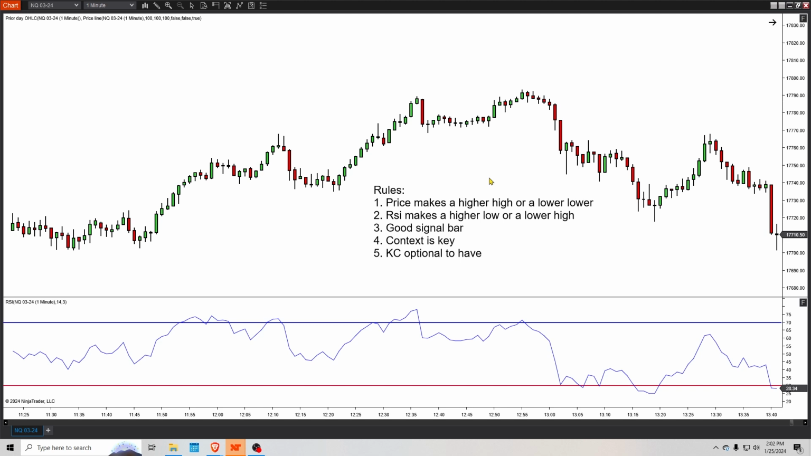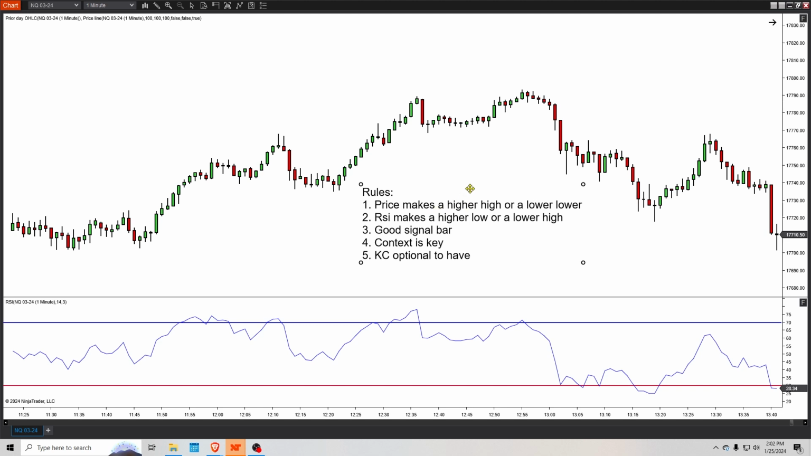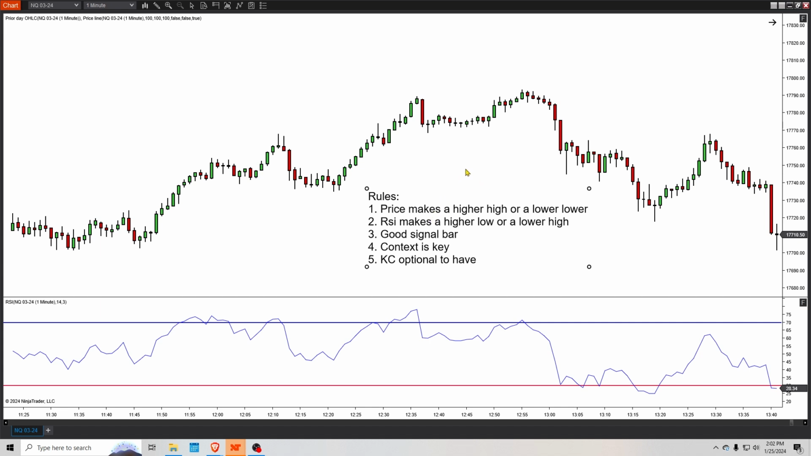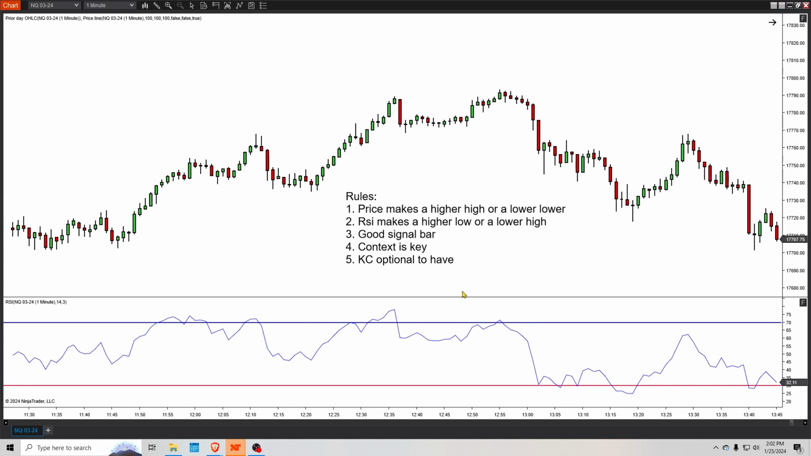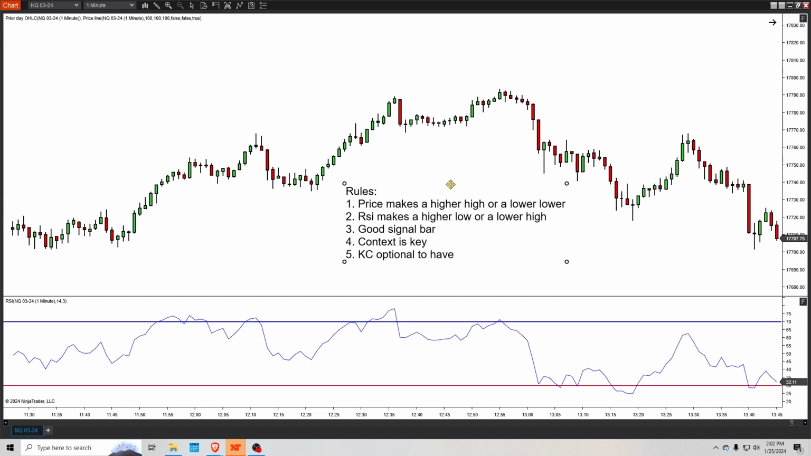A few rules to go over. Number one, price makes a higher high or a lower low. Number two, RSI needs to make a higher low or a lower high. Number three, you want a good signal bar to enter on. As always, context is key. And the Keltner channel indicator is optional to have. So let's go over these real quick.